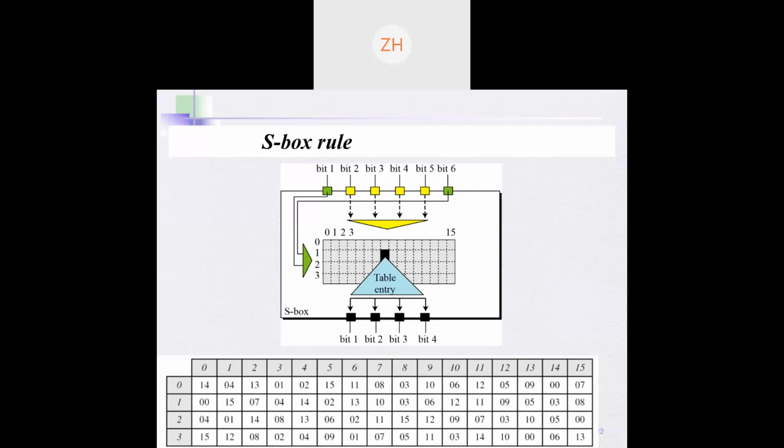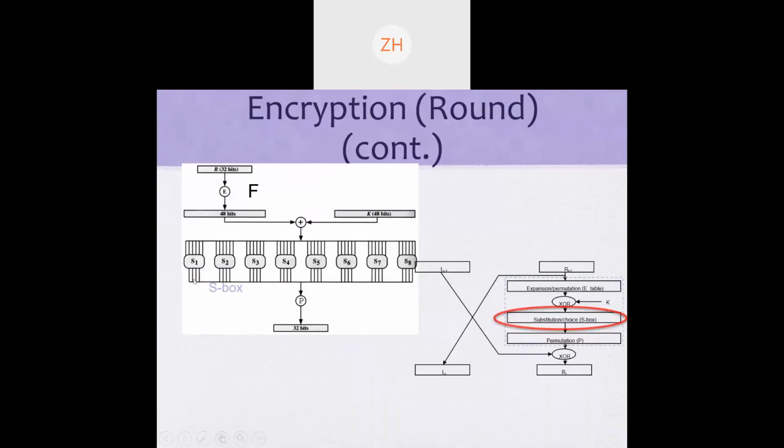No, 12 will not be 001100. Why did I say no? Look at this structure. The input is 48 bits, the output is 32. 6 bits come into the S box, the output is 4 bits only. 4 bits times 8 is 32 bits. That's why 12 now is 1100. It's not 001100.